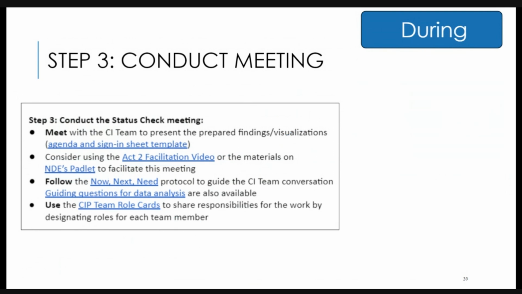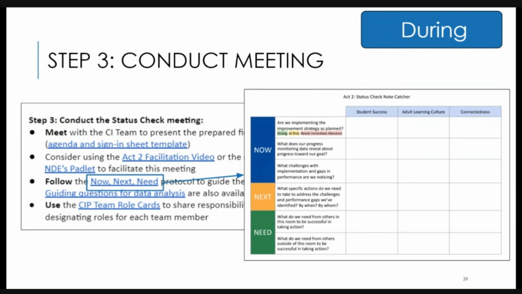Another resource is the Now Next Need document. It not only provides questions to help guide your team's discussion, but also provides a place to record outcomes and decisions for each inquiry area of the SPP roadmap.